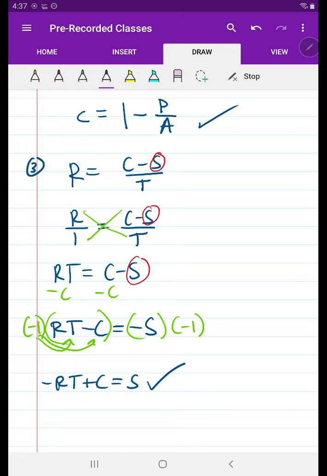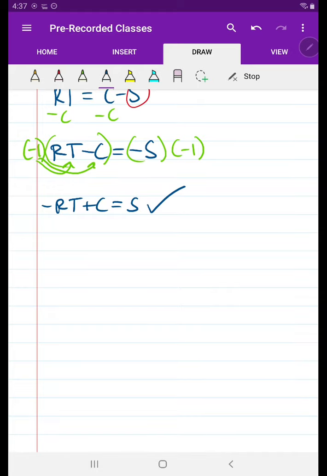You can leave it like that and get full credit, or if you want to have your positives first, you can rewrite this as a positive C minus RT equals S. Same thing, and it also gets you full credit. Going on to number 4.